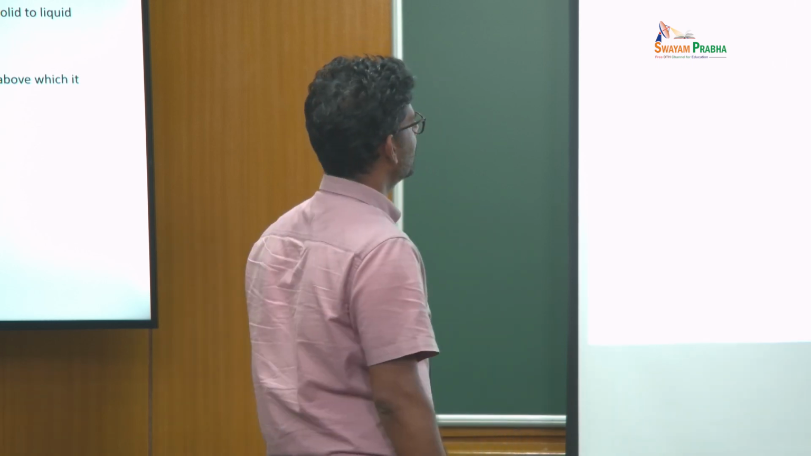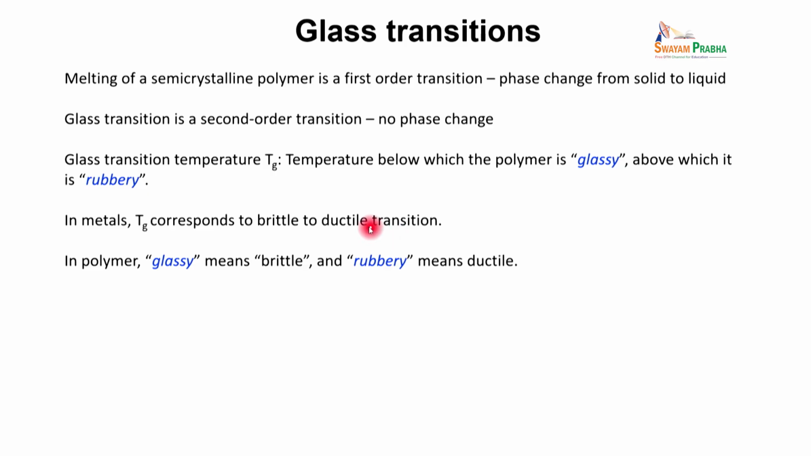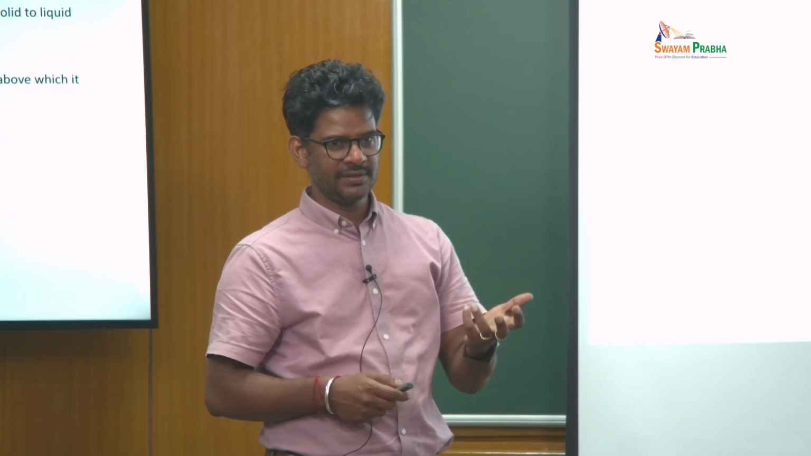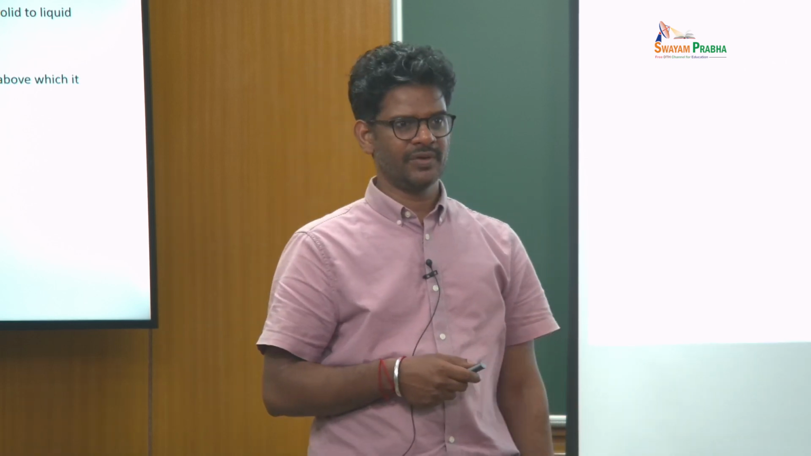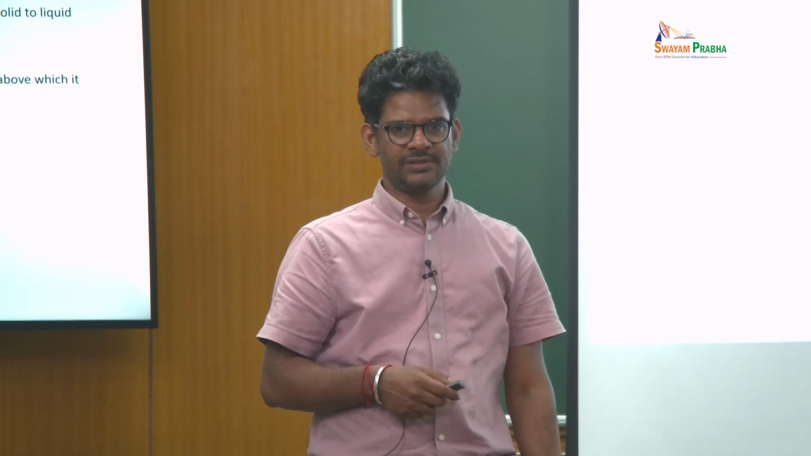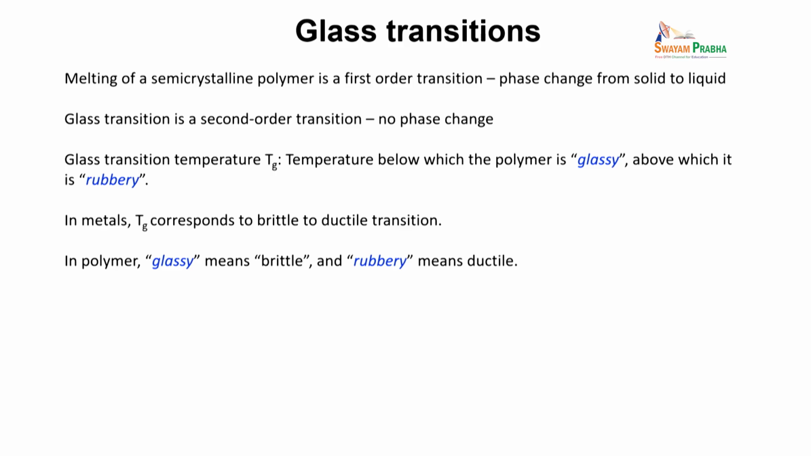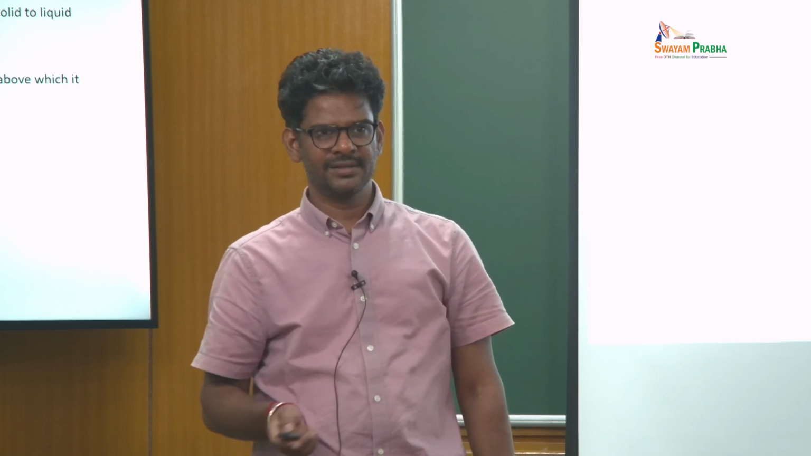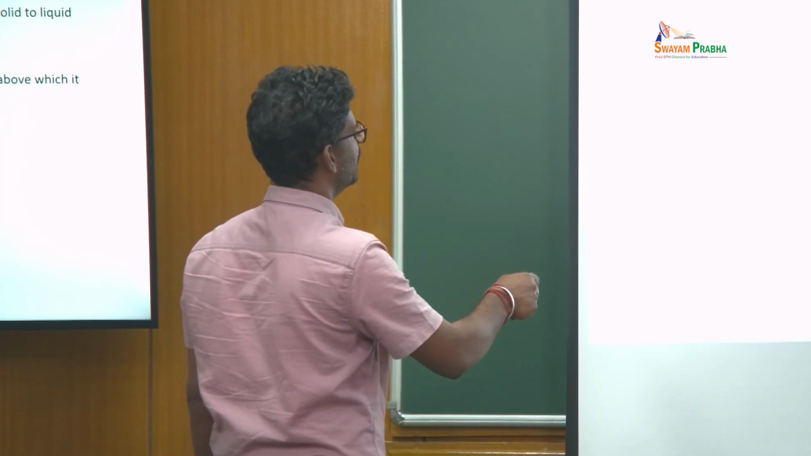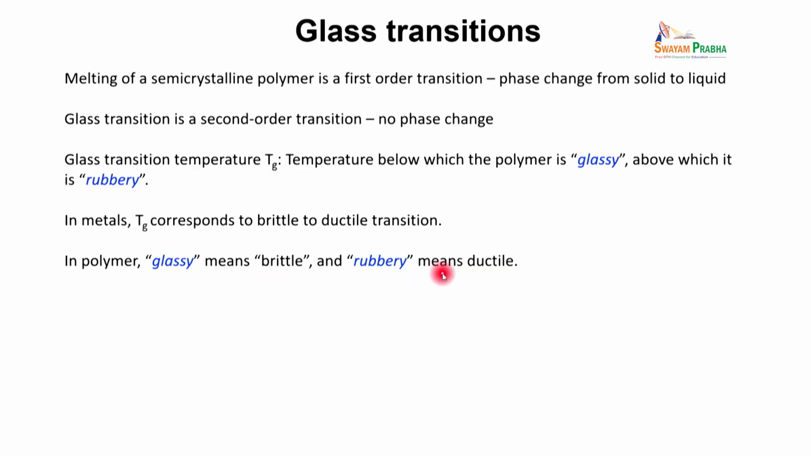So this glass transition is a temperature. Below that temperature, the polymer will be glassy, very brittle and hard. Above that, it will become rubbery, which means it's flexible and soft. This is one of the important properties for a polymer. In metals, we also have something called Tg that demarks the brittle to ductile transition. In a regular metal, we have this brittle to ductile transition at Tg, but in a polymer, glassy means brittle and rubbery means ductile.